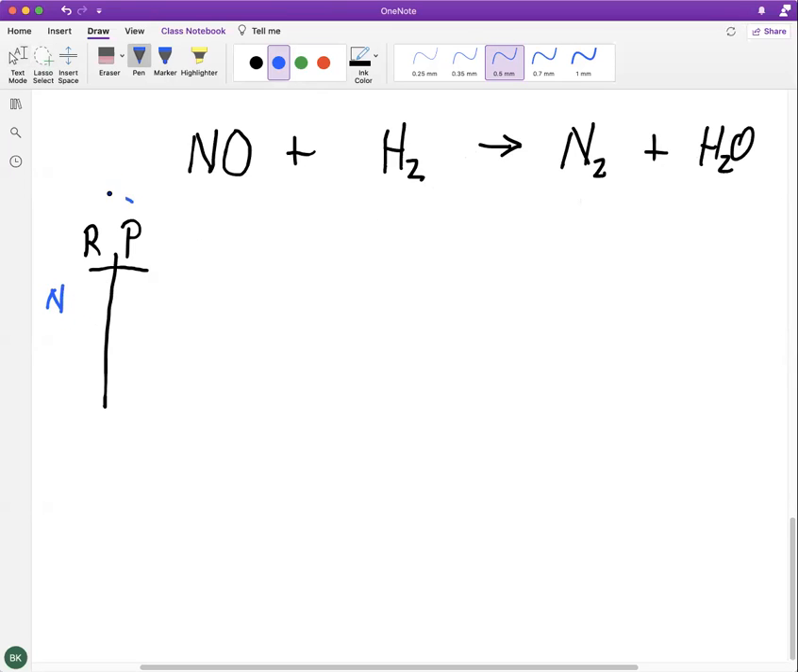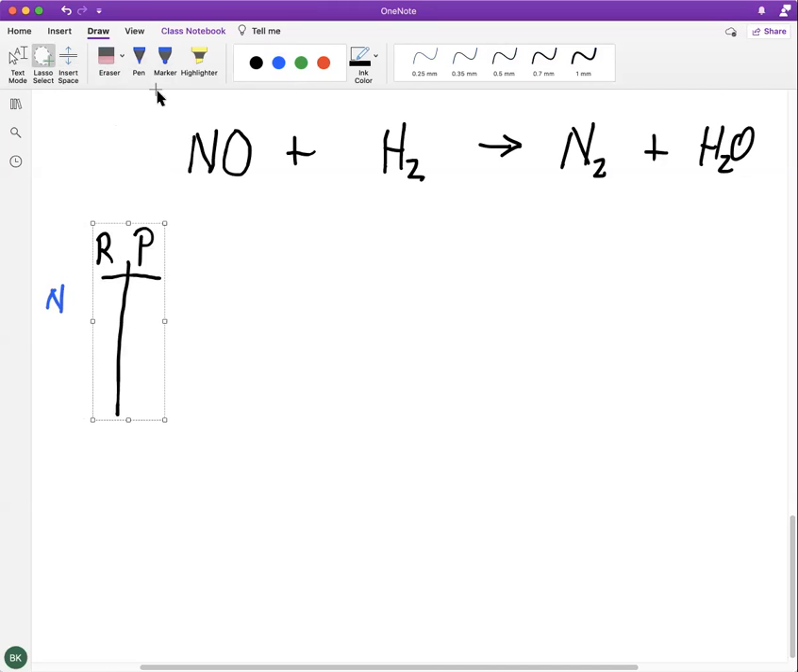All right, so I have nitrogen, I have oxygen, and I have hydrogen. So I've got 3 different types of atoms on the 2 different sides of the equation. Let's start taking account for those. We have 1 nitrogen, we have 1 oxygen on the reactant side, and we have 2 hydrogens. On the product side, we now have 2 nitrogens in our compound nitrogen gas, and then we have 2 hydrogens and 1 oxygen.